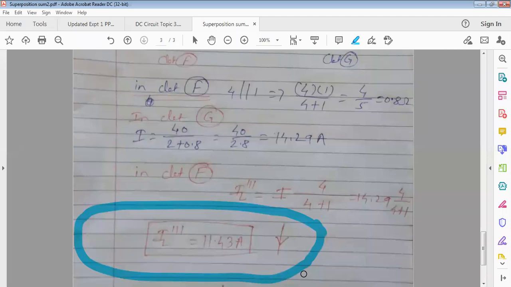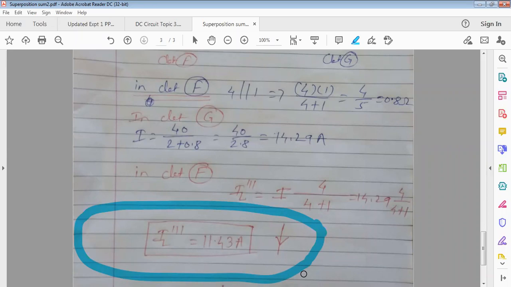Very easy. Superposition theorem, very easy. Consider a single source at a time and make the rest of the sources inoperative. What does inoperative mean? Voltage sources are made short, current sources are made open. And find out the IL dash with the first source.